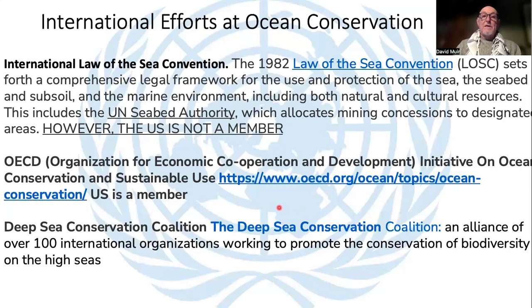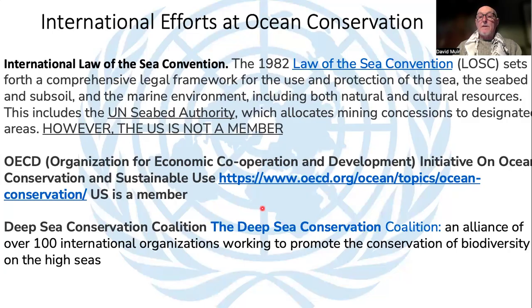There are also the Organization for Economic Cooperation and Development, the OECD, that the United States is a member of, and they have an initiative on ocean conservation and sustainable use. And you can go here to this link if you're interested to see. Then there are an enormous number of non-governmental organizations looking at various aspects of ocean conservation.